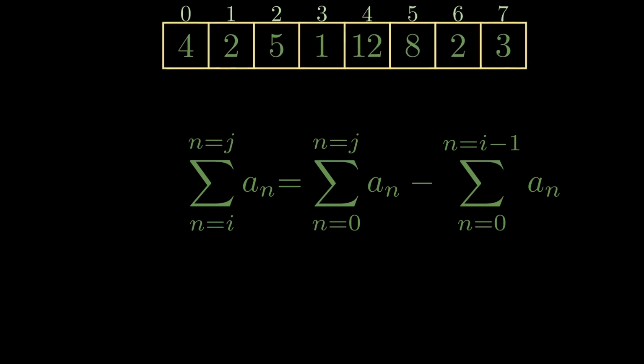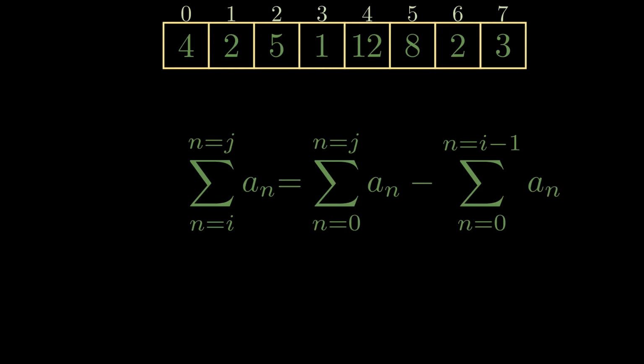So there are two important things we can notice here. First of all, these values we are interested in form the prefix of this array. So for any given index, the sum from 0 to that index will be actually the sum of the prefix that ends at that index.